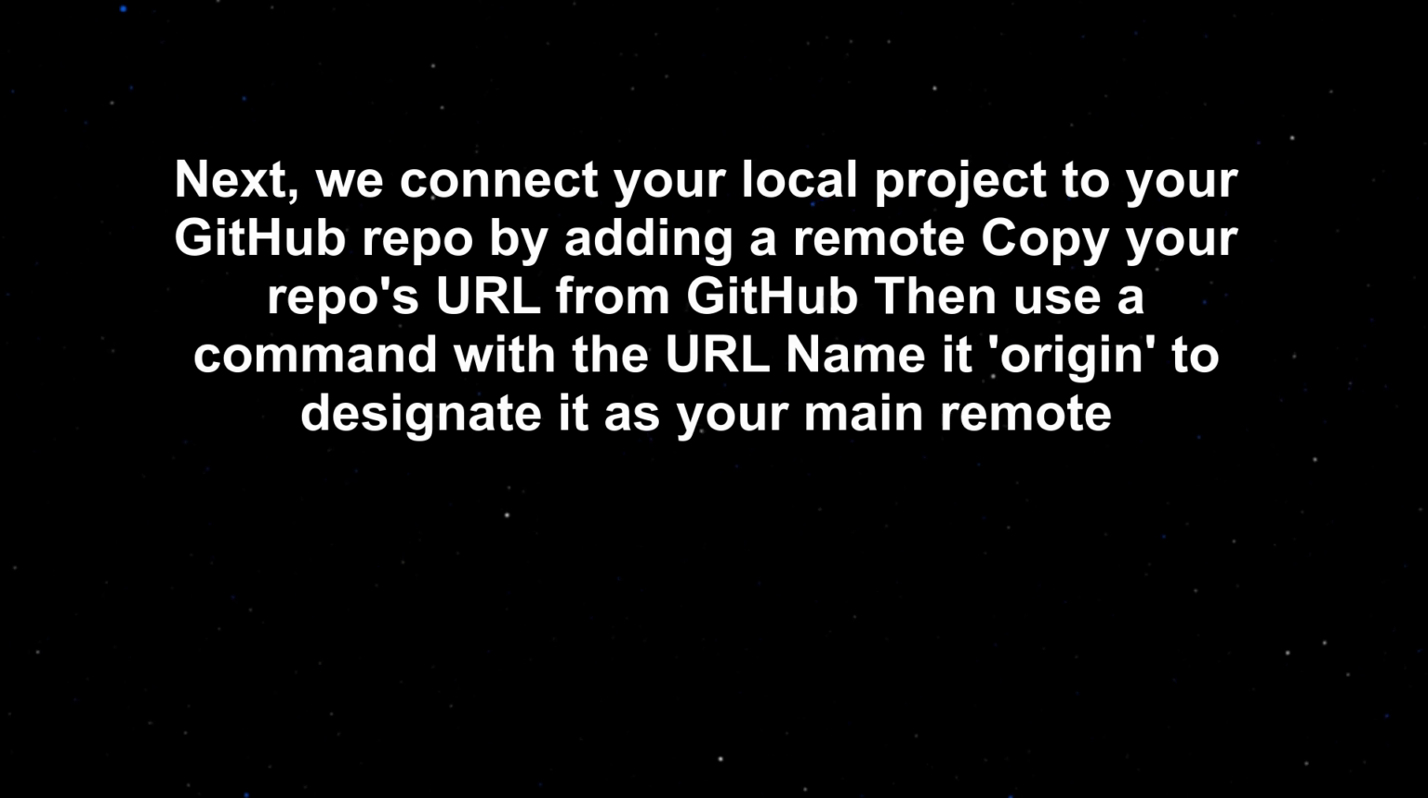Next, we connect your local project to your GitHub repo by adding a remote. Copy your repo's URL from GitHub. Then, use a command with the URL. Name it origin to designate it as your main remote.